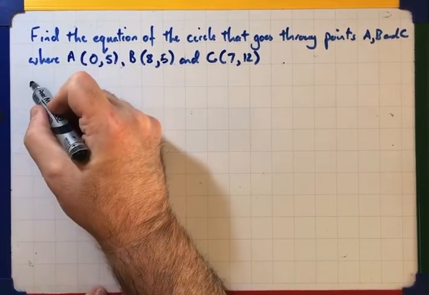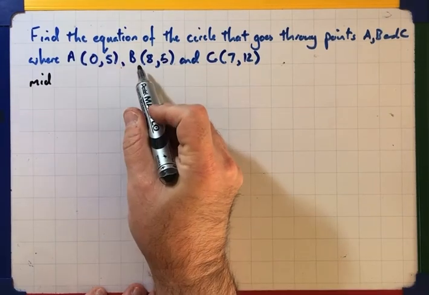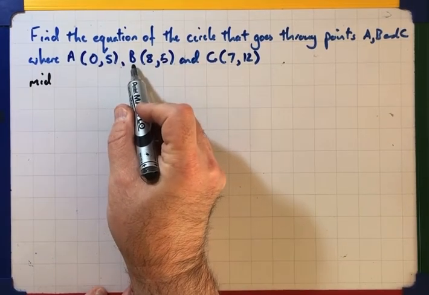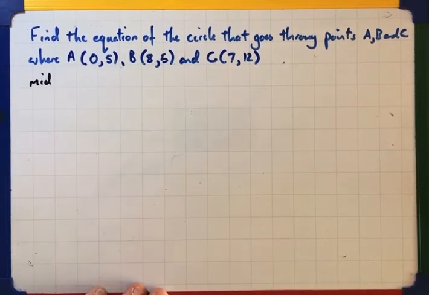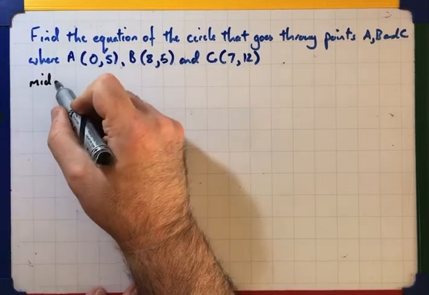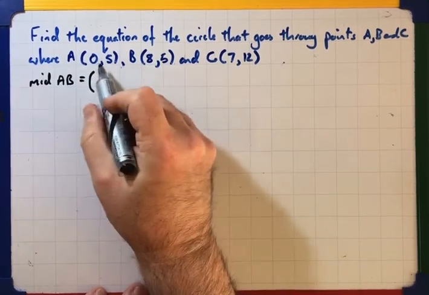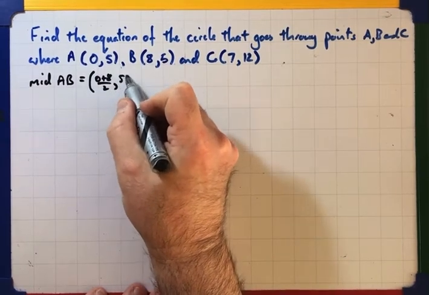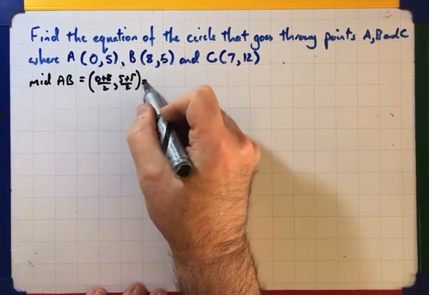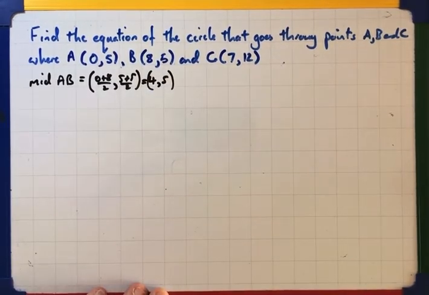Remember, first of all, we want the midpoint. For the perpendicular bisector, we need the midpoint, then work out the gradient of the side. And remember, we want m1 m2 equals -1 because we want the perpendicular to that. So the midpoint of AB, remember we just add the points together and divide by 2, so (0 plus 8) over 2, (5 plus 5) over 2, which gives me 4, 5. Okay, so I've got the point (4, 5).